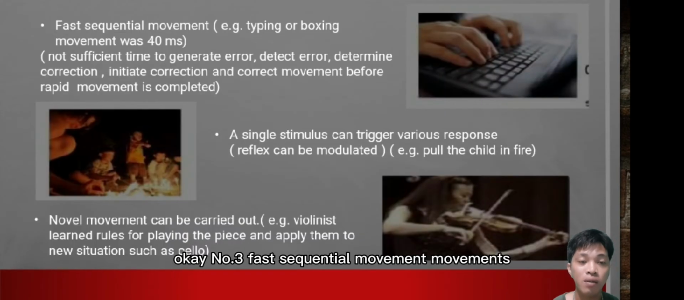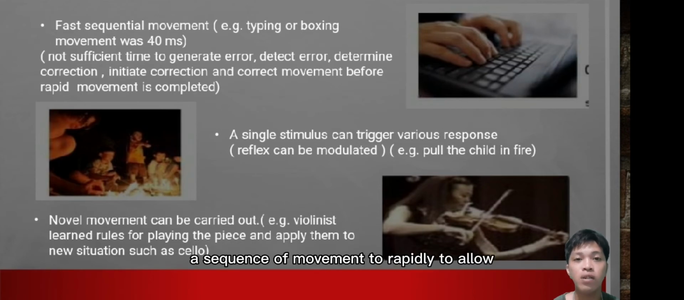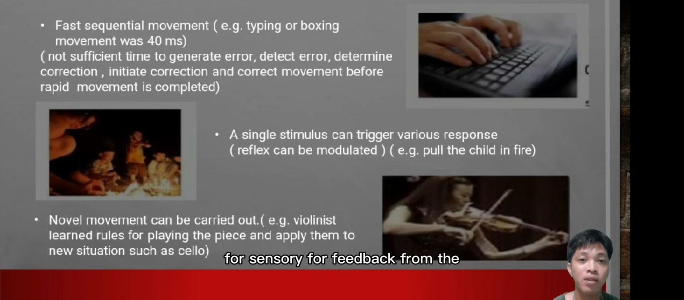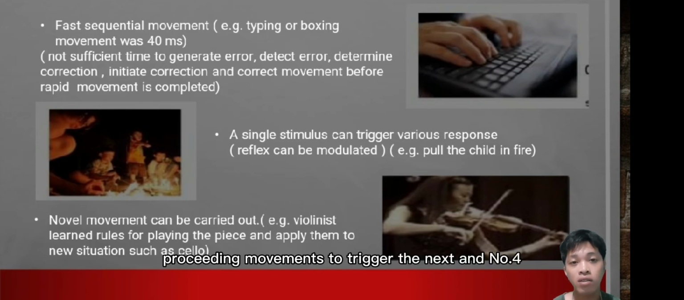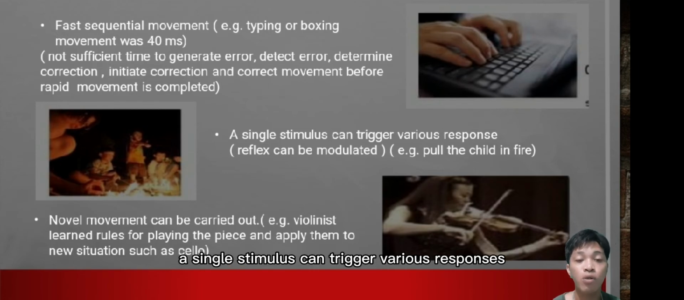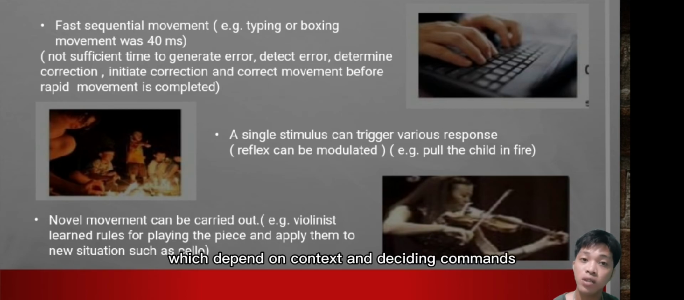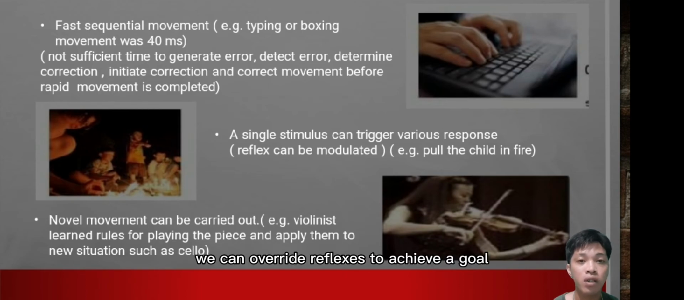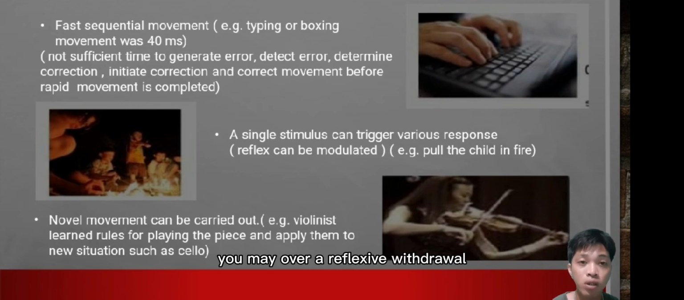Number three, fast sequential movements. Example, typing is a sequence of movements too rapid to allow for sensory feedback from the preceding movement to trigger the next. And number four, a single stimulus can trigger various responses which depend on context and deciding commands. For example, we can override reflexes to achieve a goal. Example, withdrawal of the hand from fire, and when your child is in fire, you may override reflexive withdrawal to pull the child.